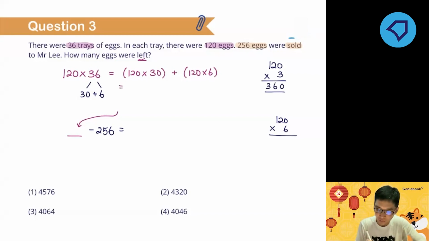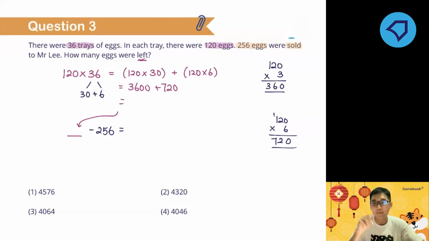So this is actually 3,600. Okay, then we have 120 times 6. So 0 times 6 is 0, 2 times 6 is 12, bring up the 1. And finally, 1 times 6 is 6, 6 plus 1 is 7. So we have 720. So how many eggs are there in total? Add them together, we have 4,320. Right, but that's not the final answer.